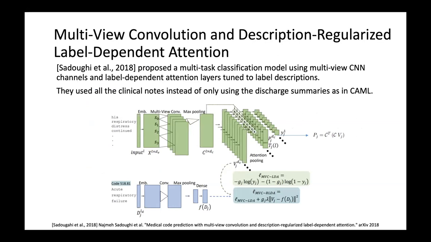There are also some other attempts, like multi-view convolutional and description regularized label dependent attention, which was proposed to use multi-view CNN channels and label-dependent attention layers tuned to label descriptions. It is noticeable that they used all the clinical notes instead of just using discharge summaries like CAML.